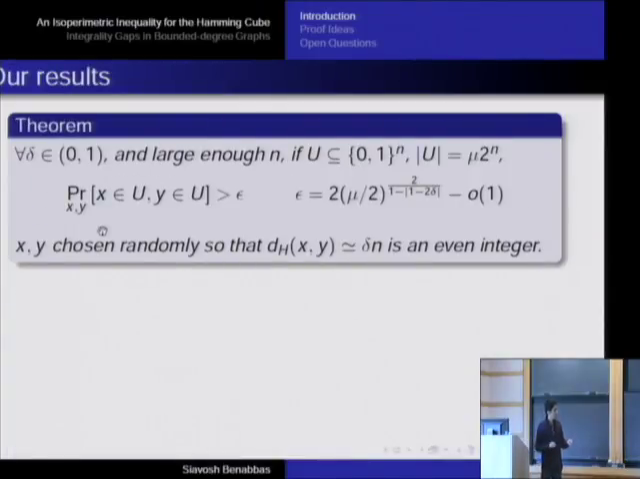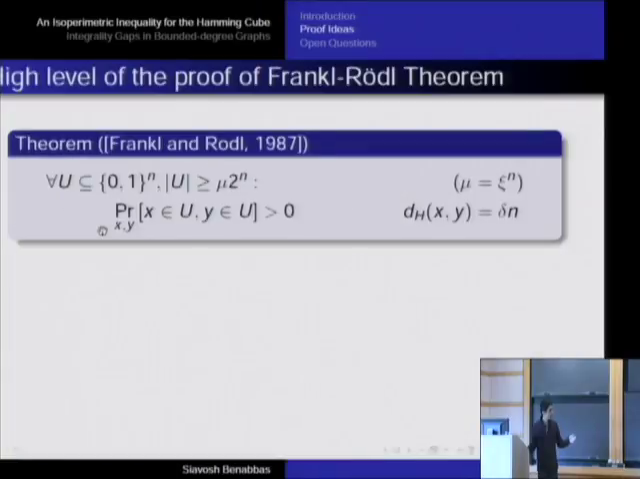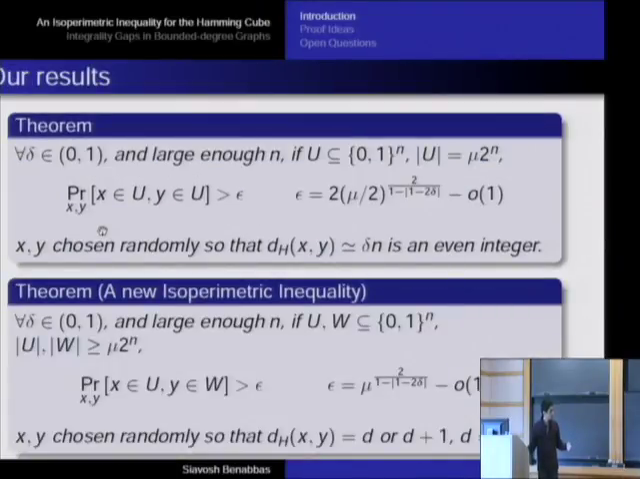And in fact, in the spirit of Frankl and Rodl, you can think about a two-family version of this problem, where your first point is supposed to be in set U, and your second point is supposed to be in the set W. And for the two-family version, we get the same kind of bounds. So if you have two different sets, each of constant density, this probability can be bounded below by a constant. The pairs that you have to count are slightly different. For some technical reason, you have to count pairs at a distance d or d plus 1. But you get the same kind of theorem.